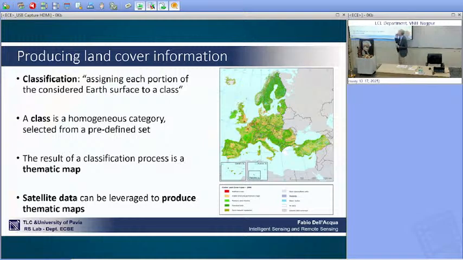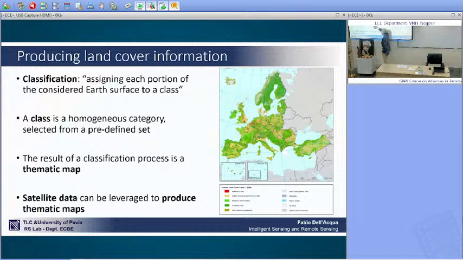Okay, so what is classification? Classification is assigning, in this case, the object is a portion of the Earth's surface. It can be, for example, just let me rush ahead, but I think it's useful, it can be the pixel. You carry out an acquisition from a satellite, and then you take each pixel, and you assess to what class such pixel may belong, and then you put it in the corresponding group. That is classification. And a class is a homogeneous category selected from a predefined set.